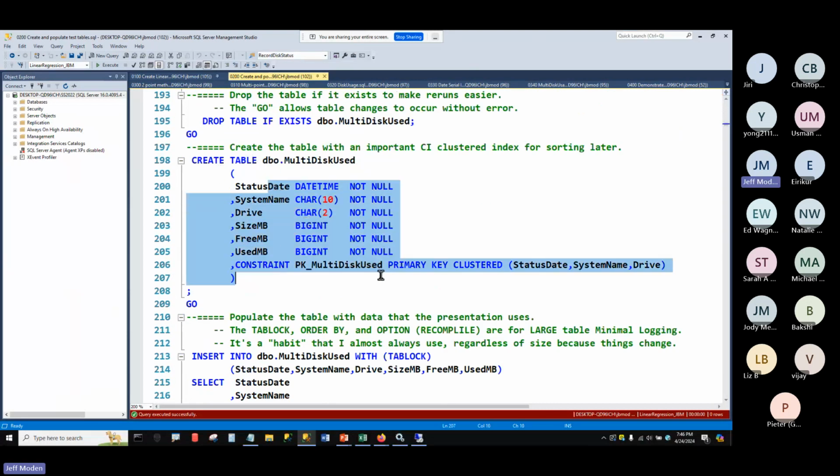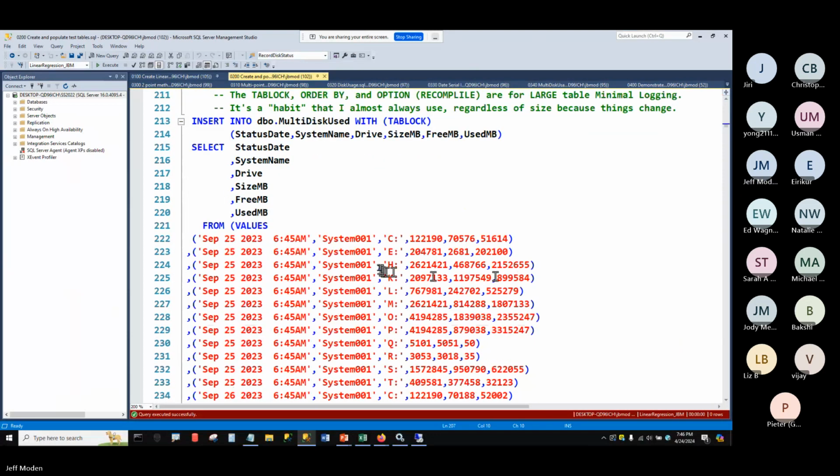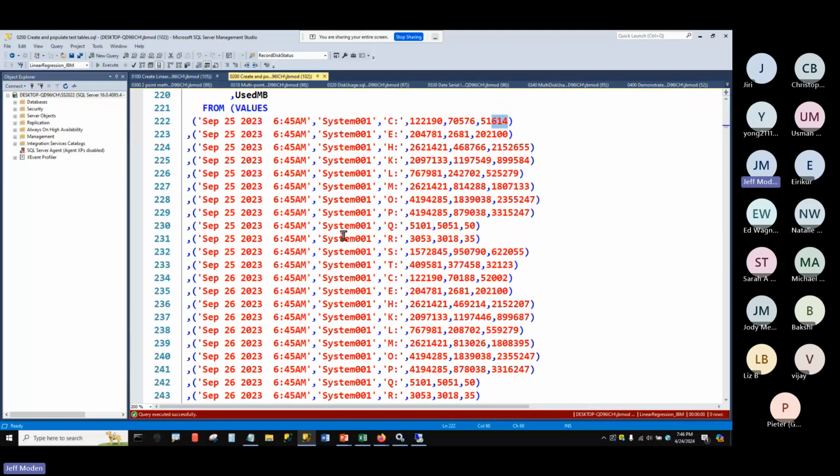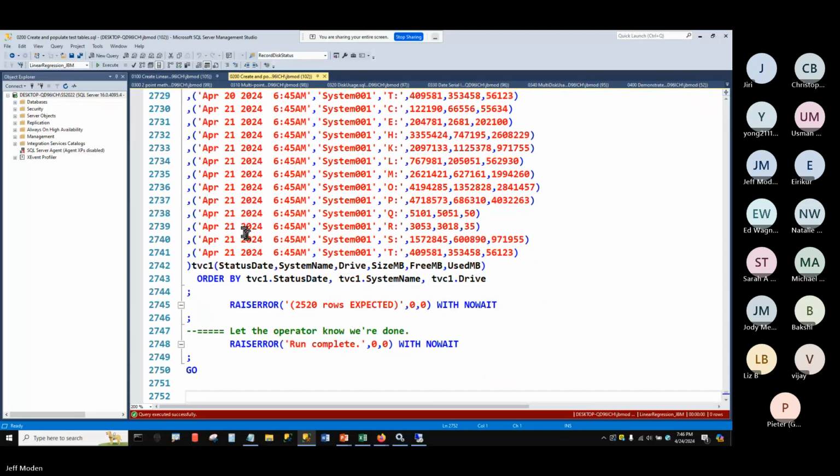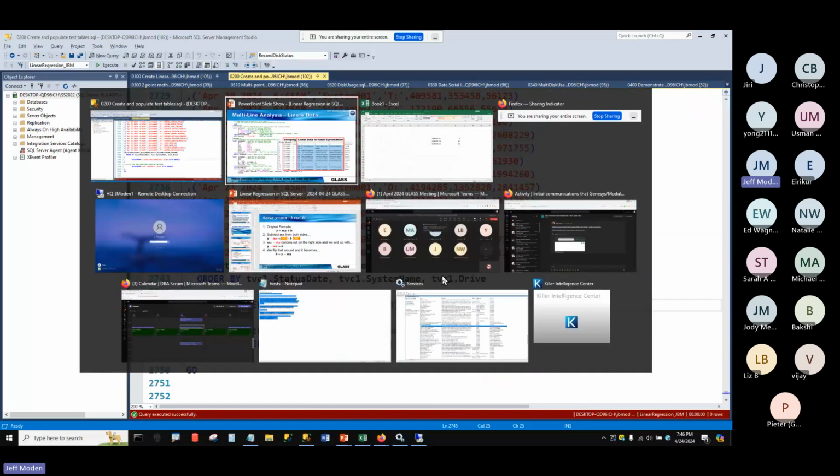So nothing special about the table. It's just got sizes there. And you can see we have the status date, the system name, the drive letter, and then the size of the disk, 3 megabytes, and this was actually calculated before I put it into this. And I also want to show you how we get this here in a minute, but there's 2,500 rows in this, 2,520 to be specific.